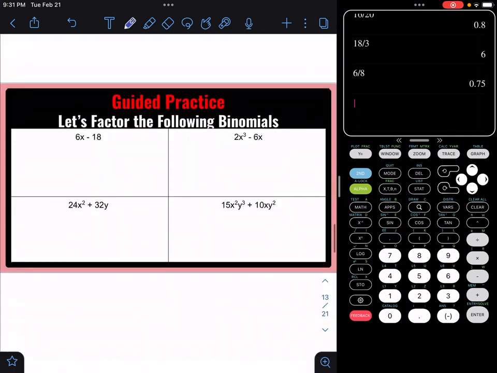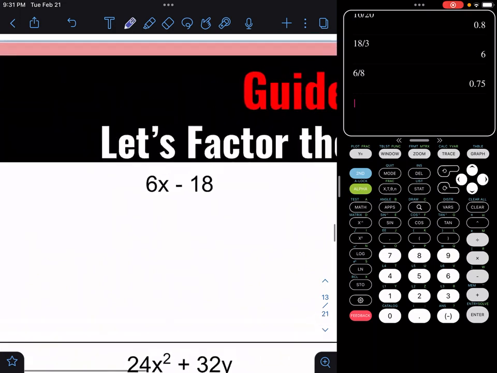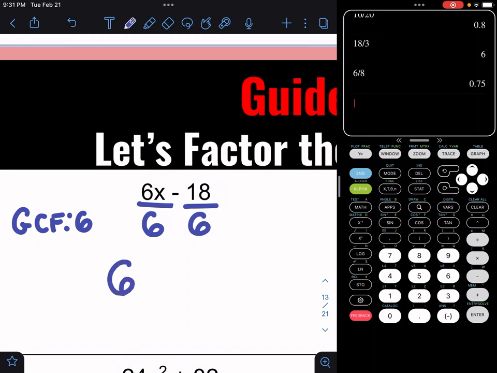Alright, let's get into some practice. First, we have to find our GCF here. Well, my smallest number is 6, and they actually both divide by 6, so my GCF here would be 6. It would not be 6x though, because they both don't have a 6. So now I'm going to divide each thing by my GCF. I write my GCF on the outside, and the answer I got from dividing will go on the inside.